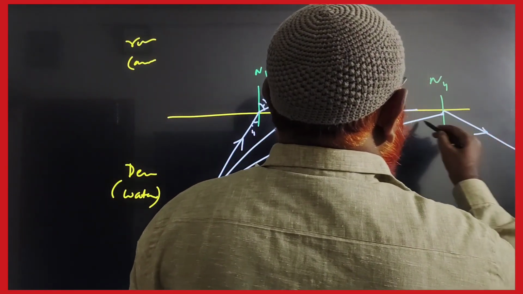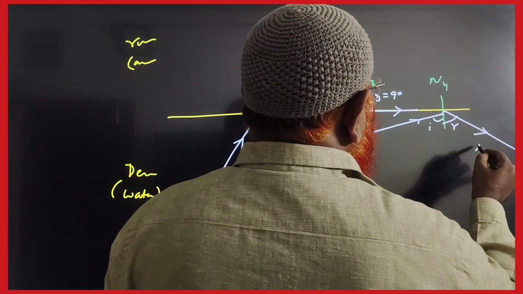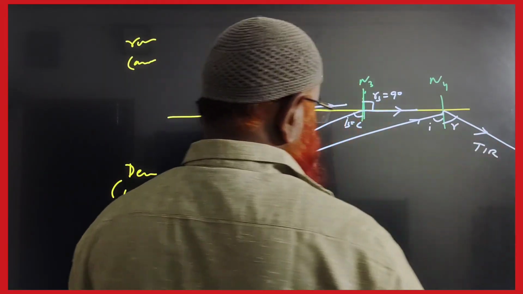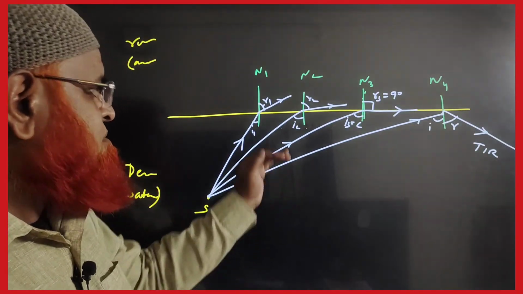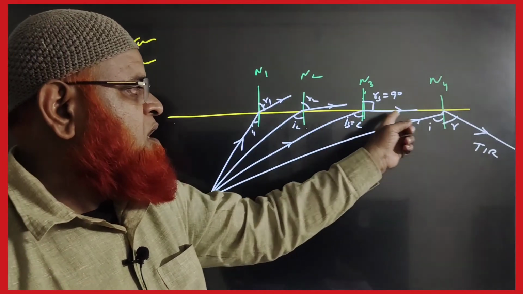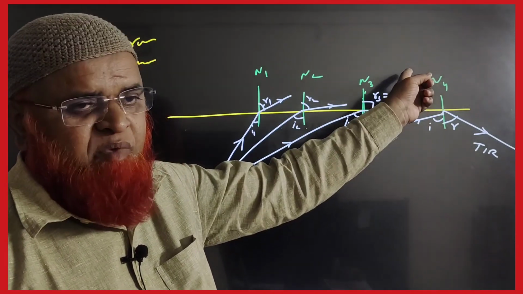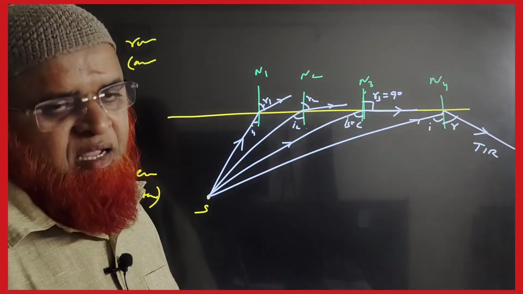It gets reflected. So this is the angle of reflection, this is the angle of incidence. This is called total internal reflection. Total internal reflection. So this is a rarer medium, this is a denser medium. So this is the critical angle. Why critical angle? Because the refracting angle is neither going to the rarer medium nor coming into the denser medium, it goes in between. That's why it is called the critical angle.